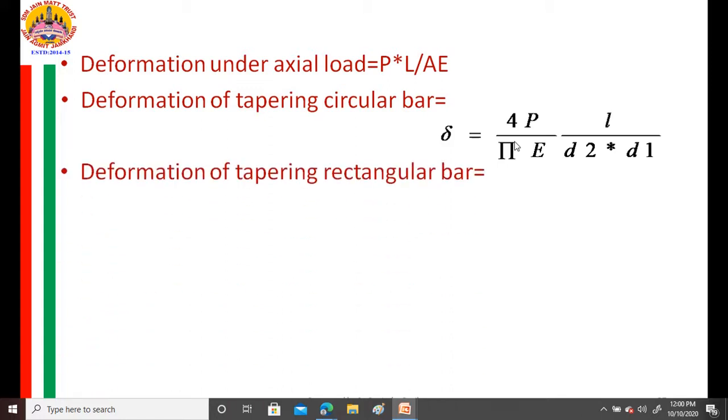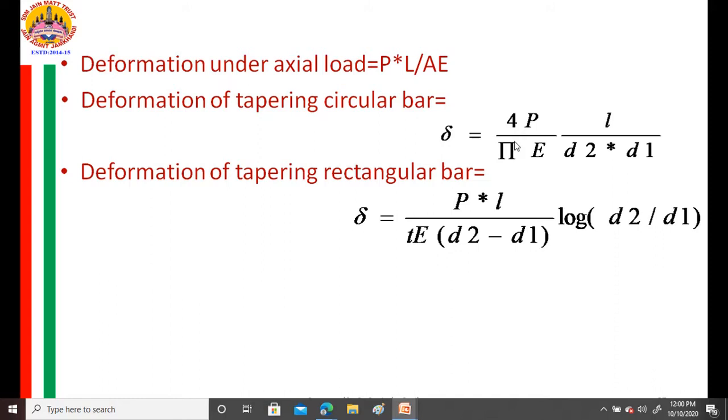Yes, the deformation of tapering rectangular bar. In the rectangular bar, thickness is t, constant. On one side, the depth is D1, and on the other side, the depth is D2. We assumed that D2 is greater than D1. That time, the deformation is given by P into L divided by t E into (D2 minus D1), into log of D2 by D1.